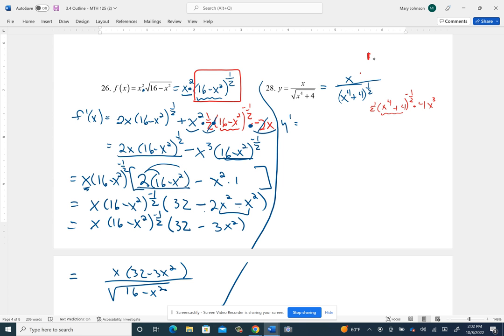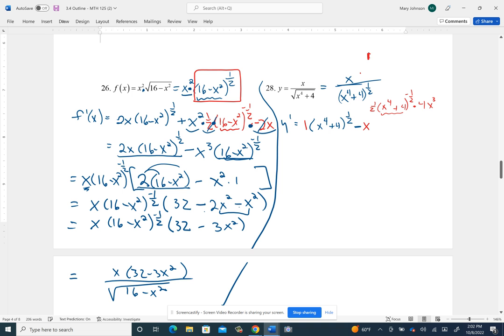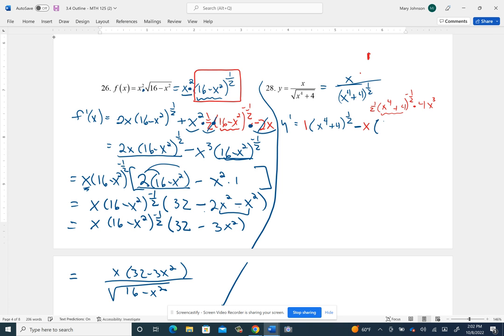You do the derivative of the top times the bottom function as is, minus the top function as is times the derivative. I want it to be red. Top function as is times the derivative of the bottom function, which is 1/2 x to the 4th plus 4 to the negative 1/2.